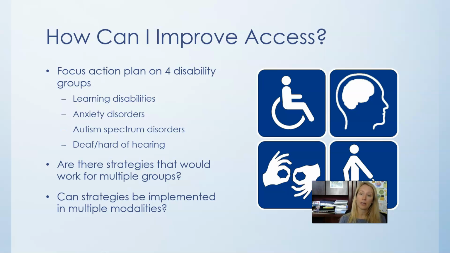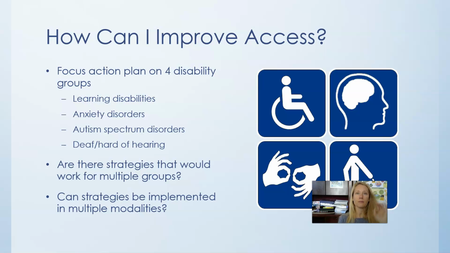So those 4 groups that I selected are the students with learning disabilities, students with anxiety disorders, students who have an autism spectrum disorder, and students who are deaf or hard of hearing. And when I was doing my audit and I was creating an action plan based on it, I was trying to think of strategies that could work for multiple groups rather than just a single group.